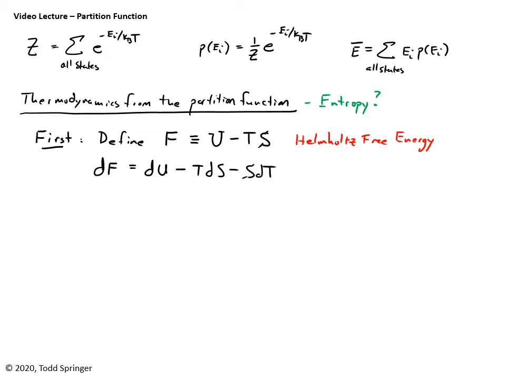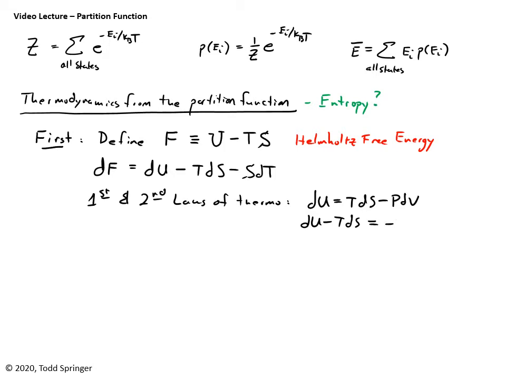And then I use the combined first and second laws of thermo, which told us that dU was dQ, which is TdS, minus dW, which is PdV. And so I'm going to say dU minus TdS is equal to minus PdV. And so I'll substitute that in here. So dU minus TdS, that's equal to minus PdV. So I get dF is equal to minus PdV minus SdT.